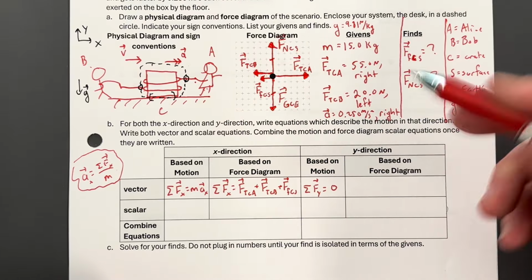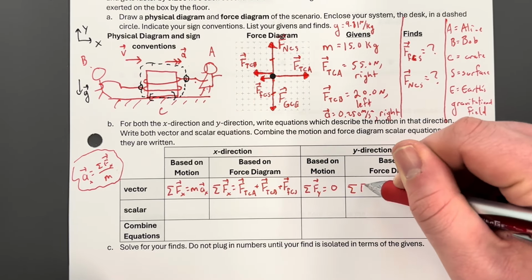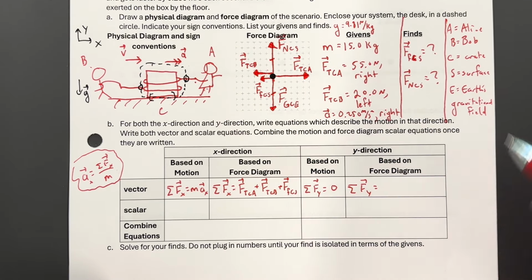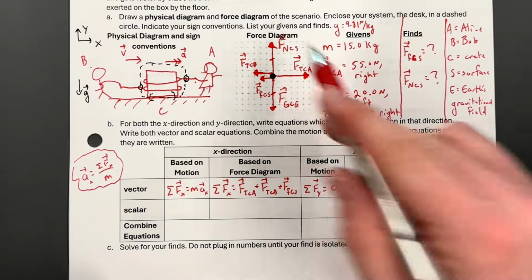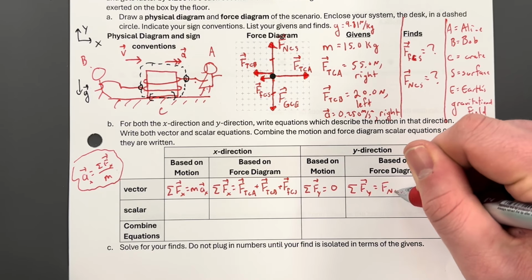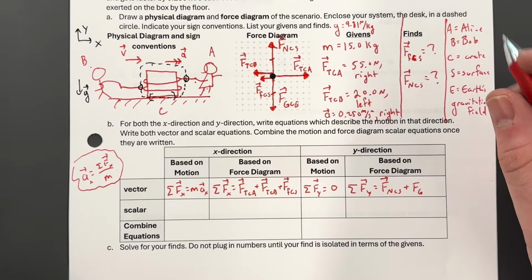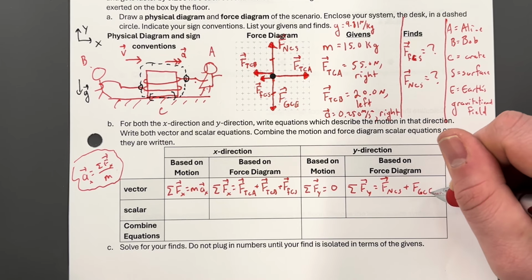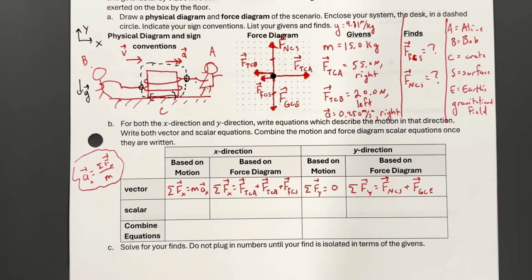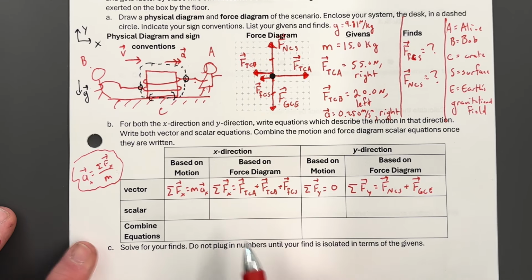In the y direction, I just have 2 forces I'm worrying about. So adding up my force in the y direction, it looks like adding this upward arrow, the normal force on the crate by the surface, and the gravitational force on the crate by the Earth's gravitational field. Cool. So that's the vector equations. We're going to write scalar equations next.